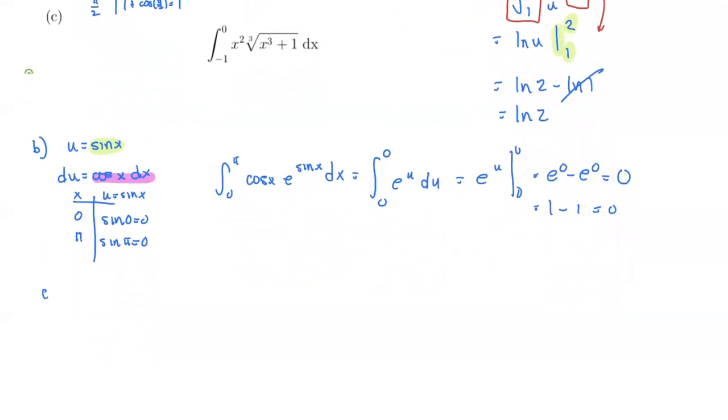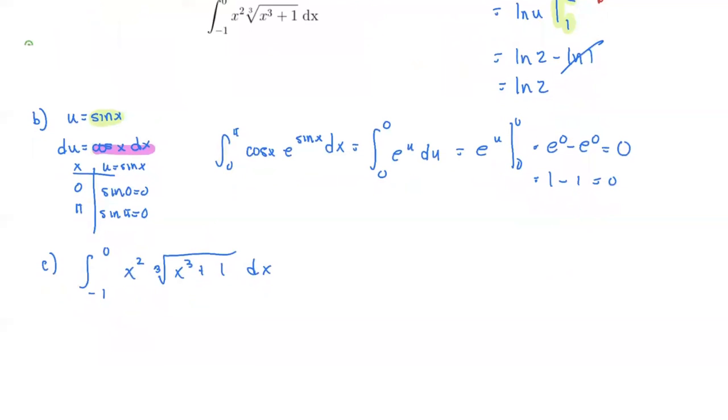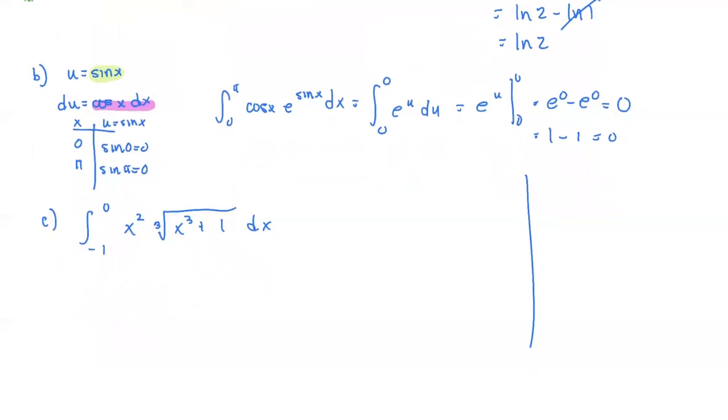All right, part C. I'm going to go from -1 to 0 of x squared times the cube root of x cubed plus 1 dx. And actually, I'm gonna, oh, well, we'll do it there. Sorry. Like I said, it's late. I'm trying to think clearly.